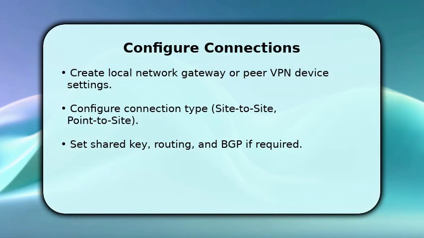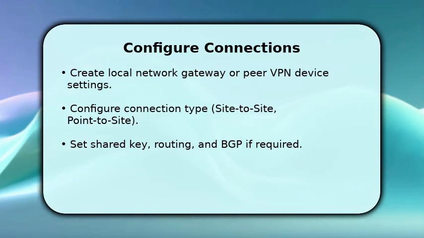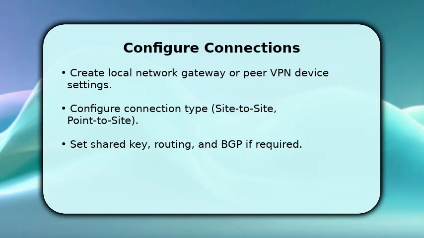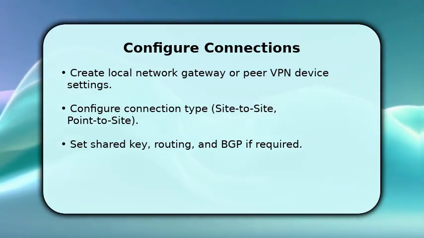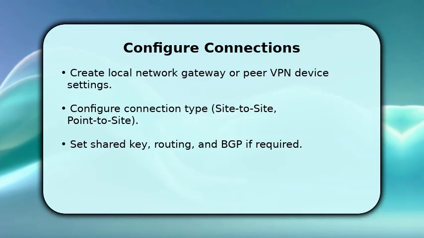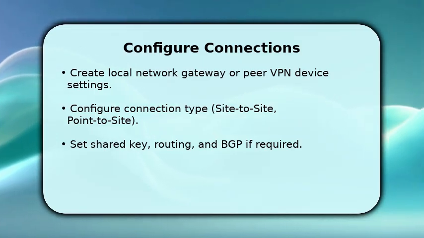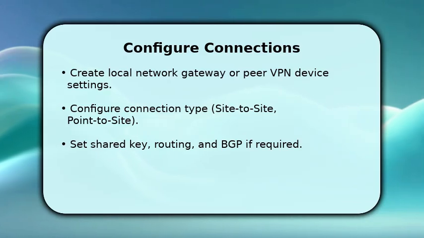Once the gateway is provisioned, you configure the connection. If connecting to an on-prem device, create a local network gateway with your on-prem public IP and address prefixes. If you need client access, configure point-to-site with an address pool and VPN client protocol.